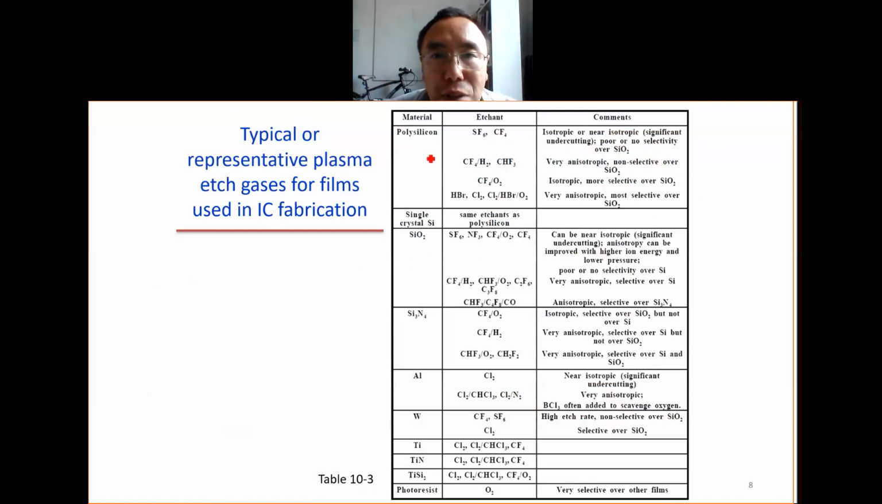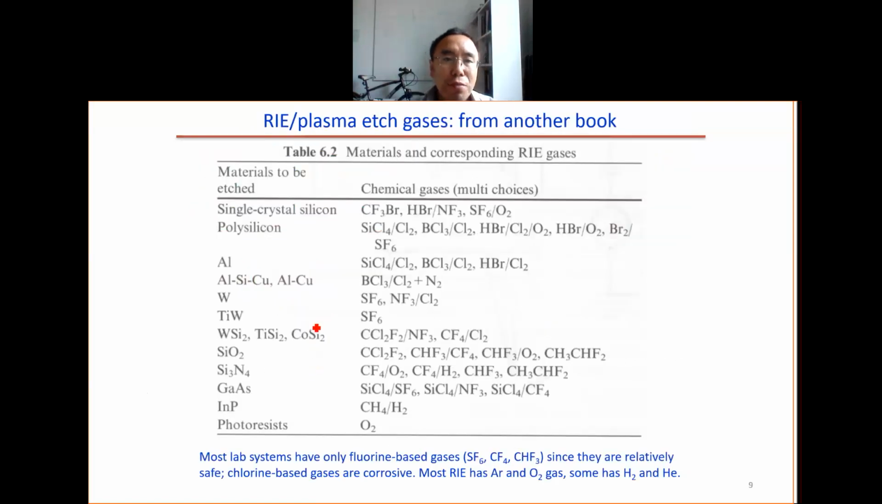So this is the list of different materials to be etched by different gases. Here we have this textbook, which is the silicon VLSI, so it only talks about silicon and silicon nitride, aluminum, those materials used for IC manufacturing. This one is from another textbook for what material to be etched by what kind of gases. For example, you can see here, for indium phosphide, we use methane and hydrogen gas.